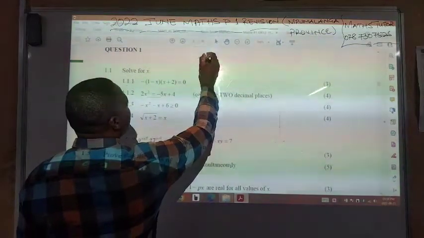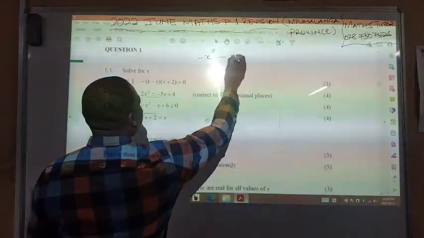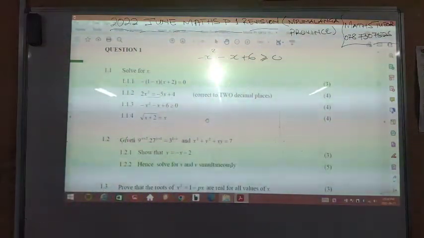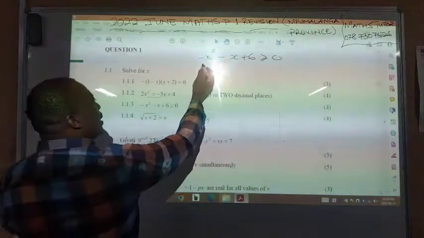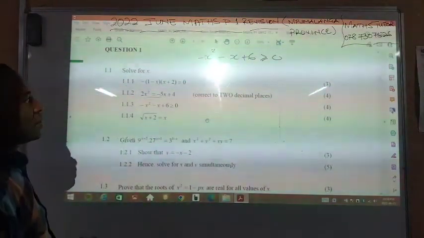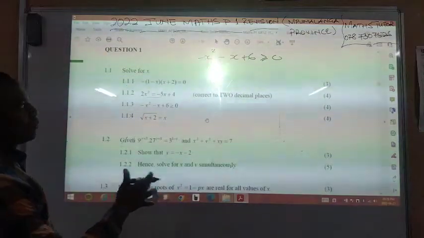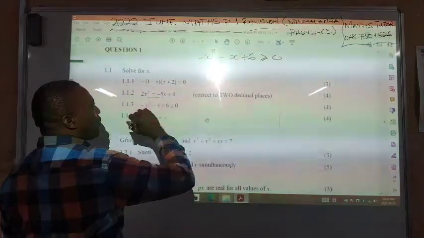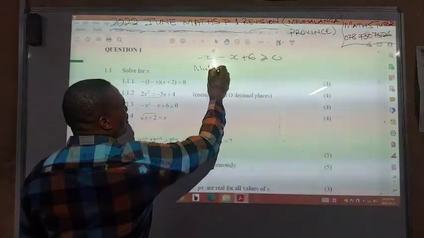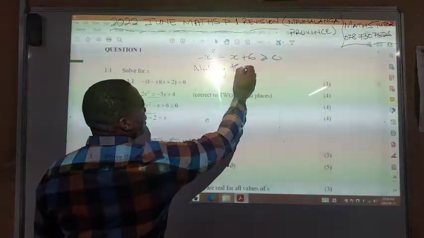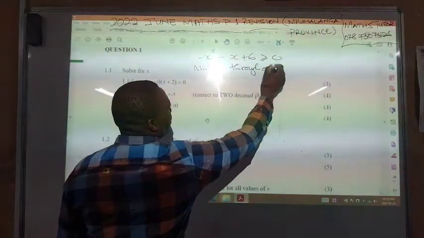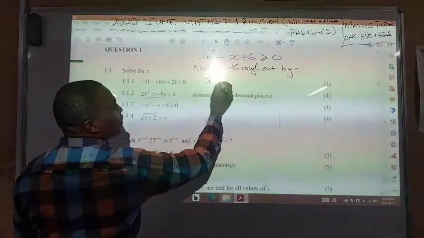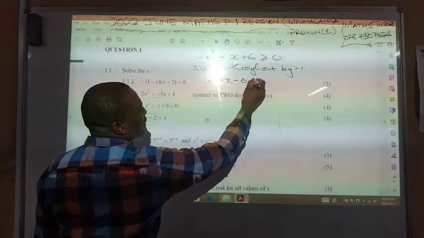We are having negative x squared minus x plus 6 is greater or equal to 0. We need the coefficient of x squared to be positive for us to be comfortable in our workings. So we have to multiply throughout by negative 1. So we'll have x squared plus x minus 6.